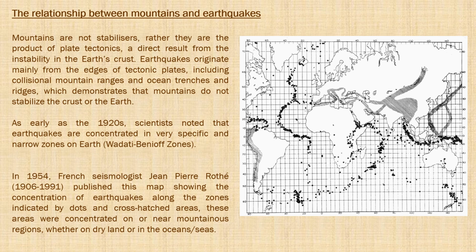As early as the 1920s, scientists noted that earthquakes are concentrated in very specific and narrow zones on Earth. In 1954, French seismologist Roth published this map showing the concentration of earthquakes along the zones indicated by dots and cross-hatched areas. These areas were concentrated on or near mountainous regions, whether on dry land or in the oceans and seas.